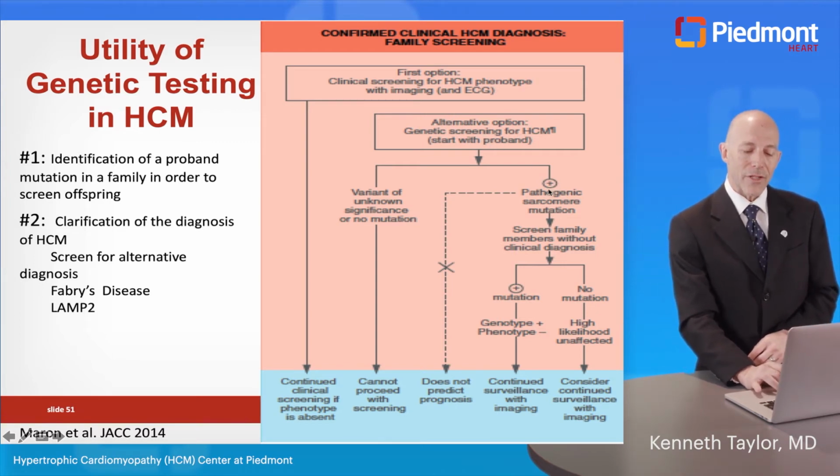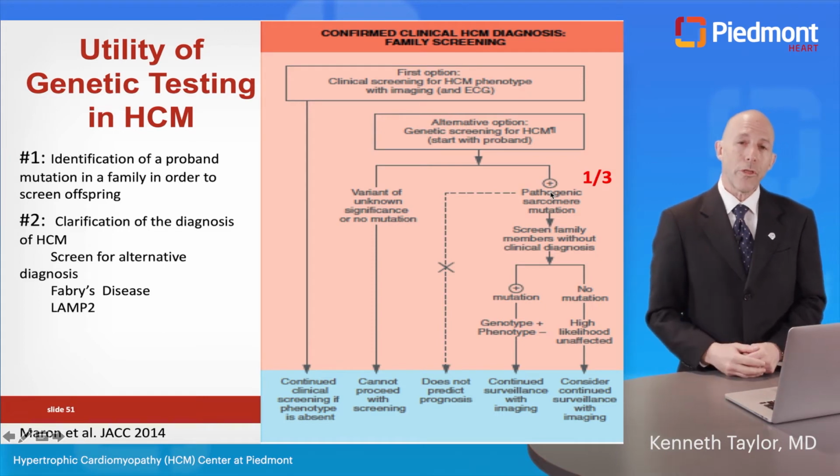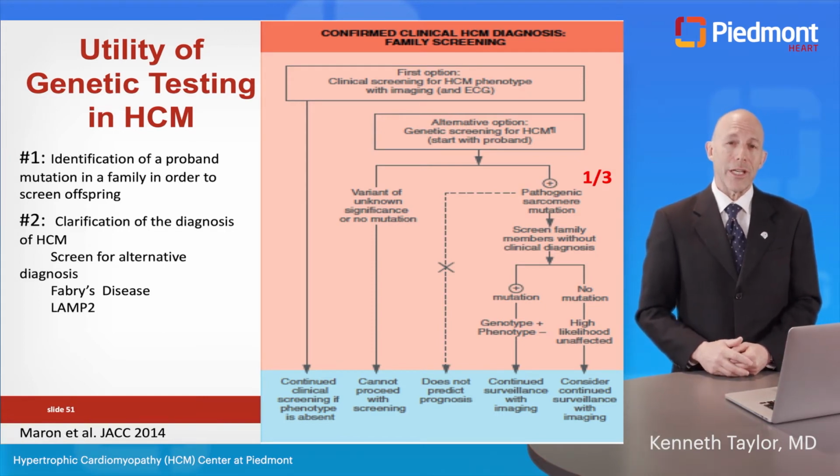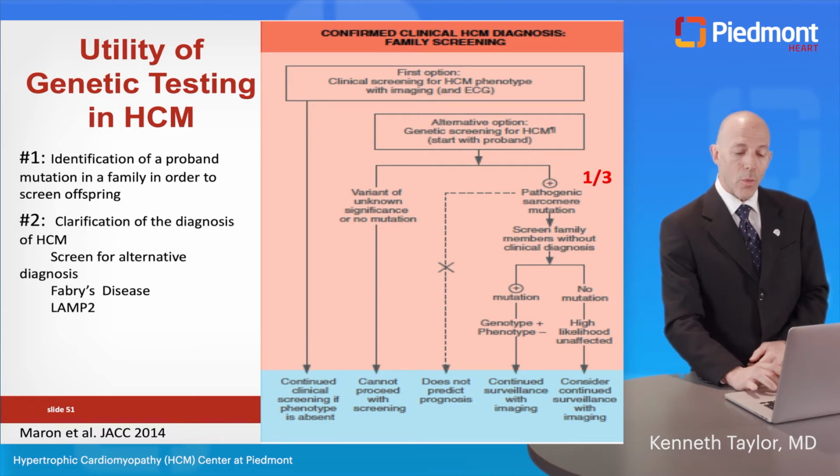Let's say you do a genetic test on 100 patients. One-third of them, you will get an abnormal gene, so you can then use that gene to screen family members. The problem is if a family member has the mutation, then they're genetically positive. If they have not shown evidence of the disease, you need to follow them with continued surveillance with echoes and EKGs. If they are negative, then there's a high likelihood that they don't have the disease.